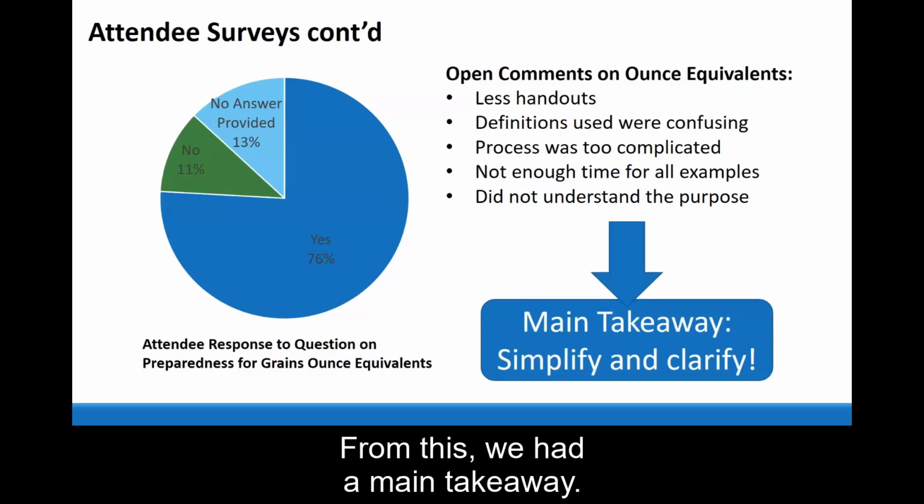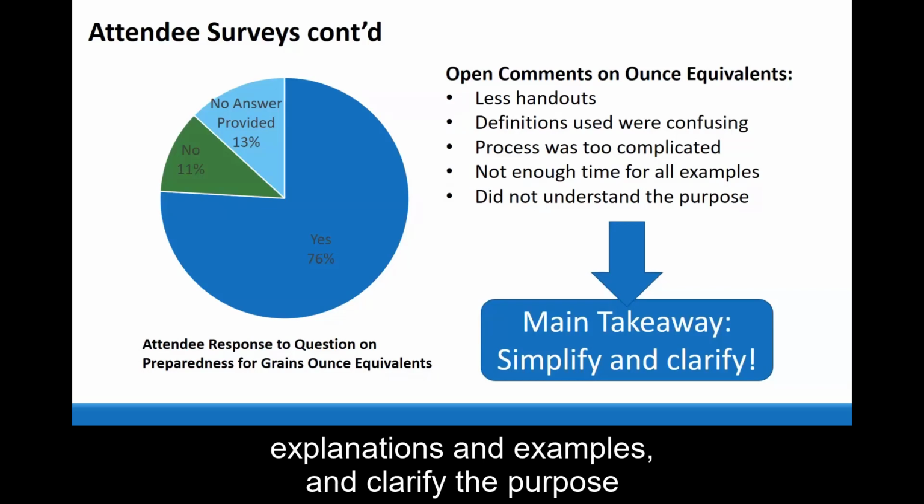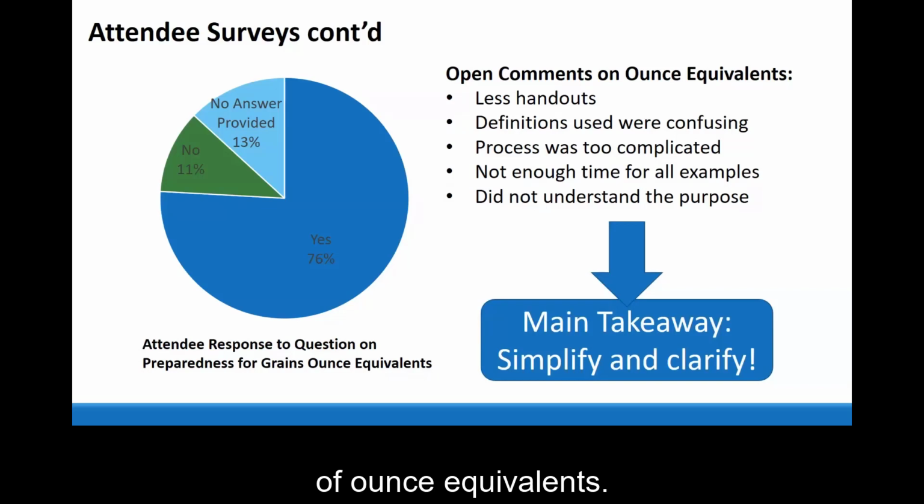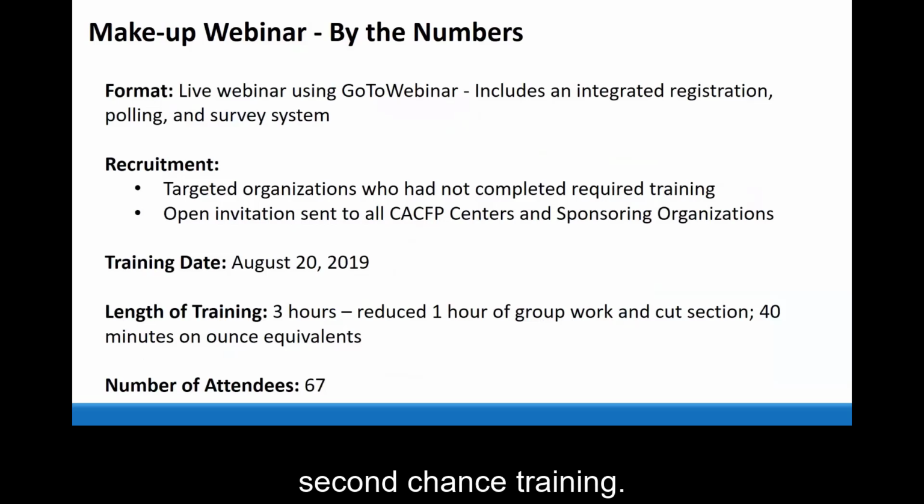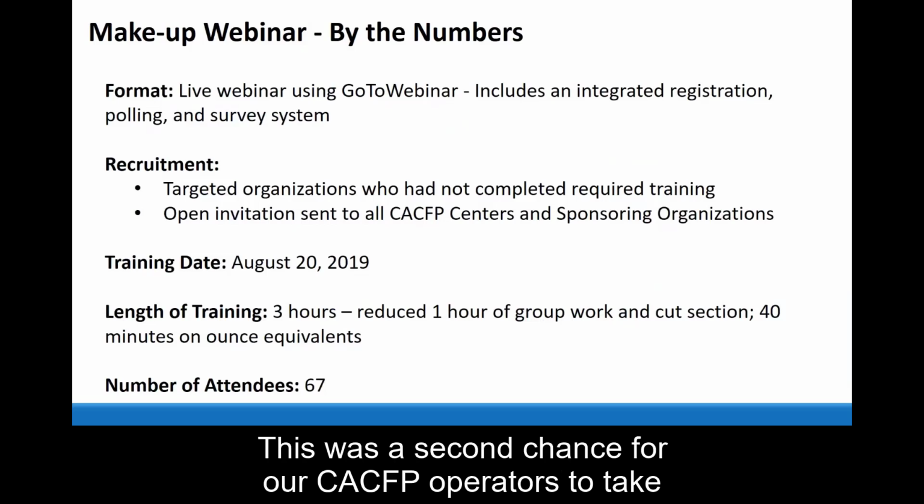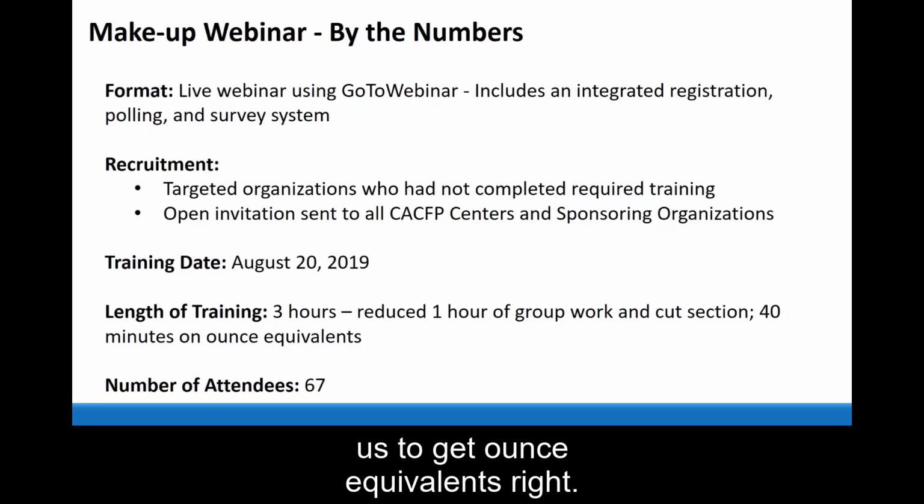So from this, we had a main takeaway. We needed to simplify our procedures, simplify the explanations and examples, and clarify the purpose of ounce equivalents. And we set out to do exactly that with our second chance training. This was a second chance for our CACFP operators to take their annual training, but it was also a second chance for us to get ounce equivalents right.